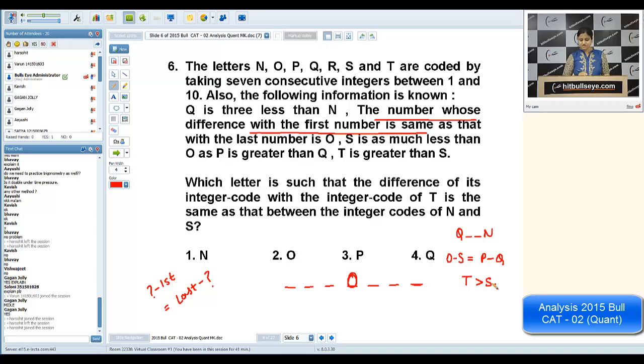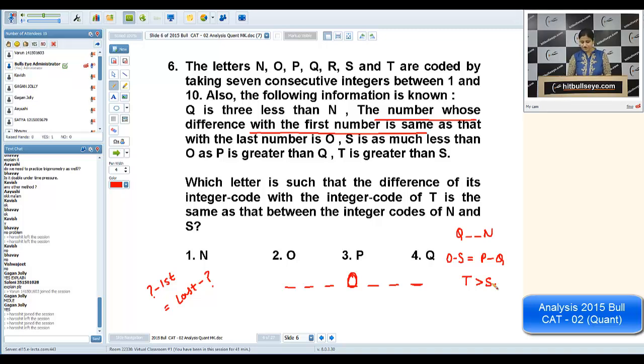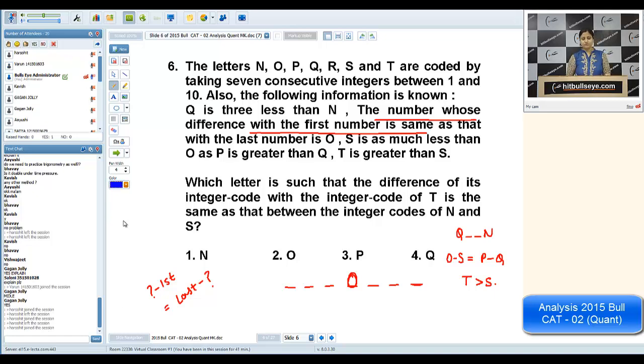Which letter is such that the difference of its integer code with the integer code of T. Now actually you want to make an arrangement of this. There can be many arrangements possible. We'll go by hit and trial method. I'll take this first of all.